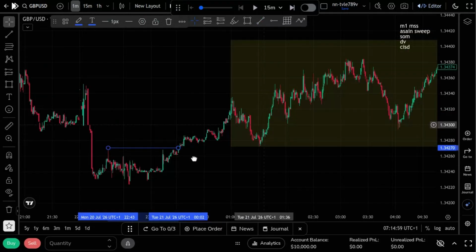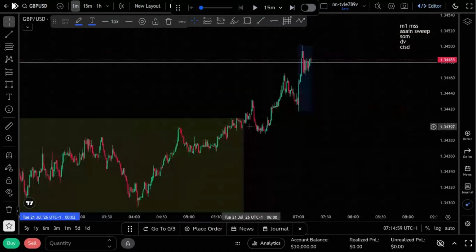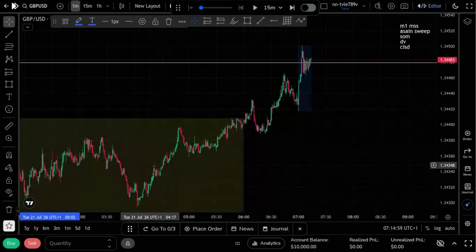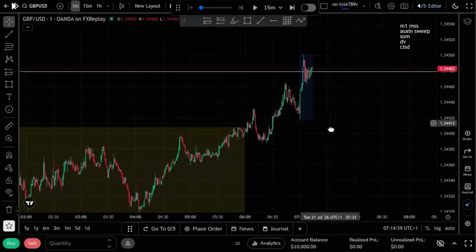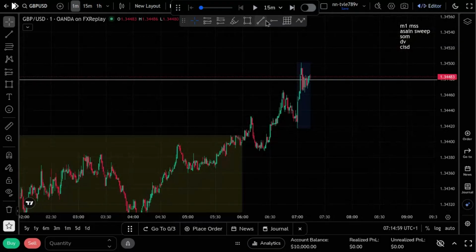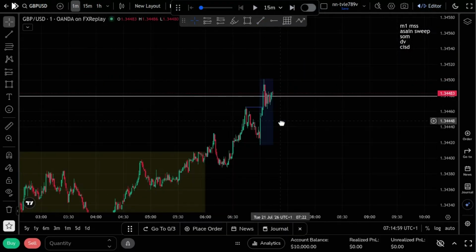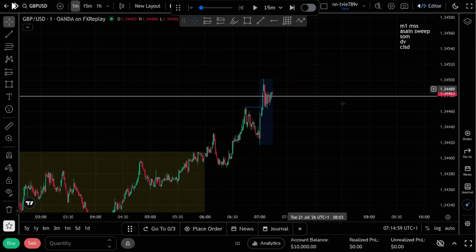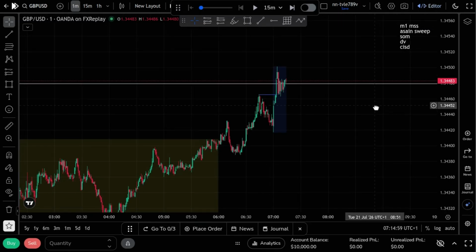That is the M1 market structure shift, and then the Asian sweep is already there. This is the Asian range. This yellow box has already been swept, and then the next is SOM, which is the session open manipulation. You can already see that right here. And DV means divergence. So I use EURUSD divergence, the EU GU divergence is one of the important things for me. As a mantra I use, no divergence, no confidence. It has really got me out of a lot of losses, and I'm really grateful for it.